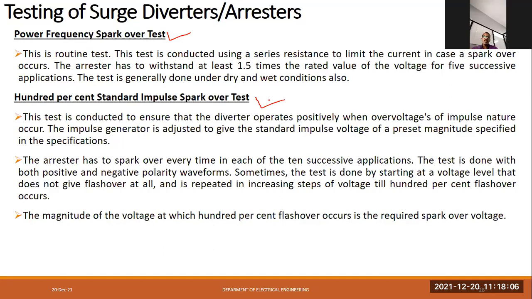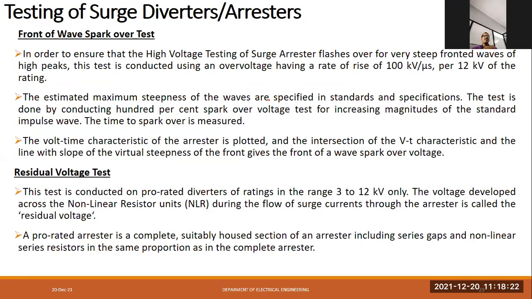Then whatever the magnitude of the voltage is at which we are getting around 100% flashover, that is the required spark over voltage, and we can take the calculation for that.